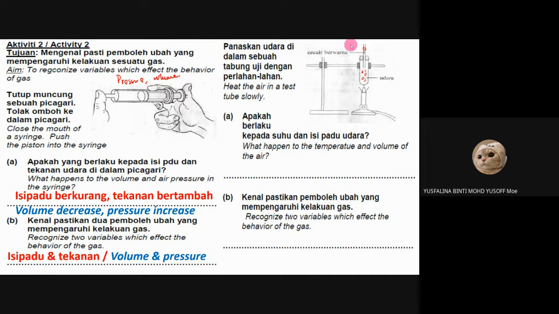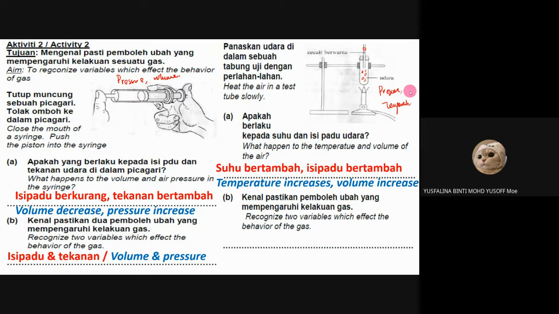Alright, so for this one, we investigate pressure and temperature. Temperature increases, volume increases. So what are the two variables here? Volume and temperature. I thought this one is pressure, volume and temperature. It's supposed to be pressure and temperature, right?